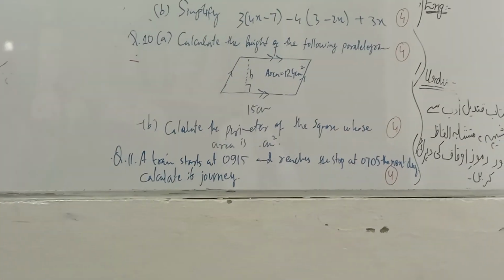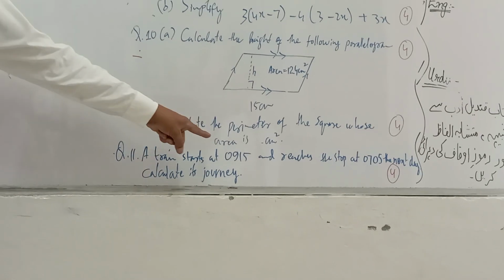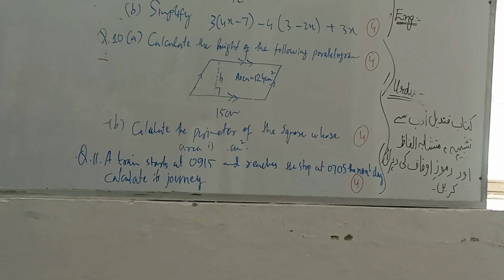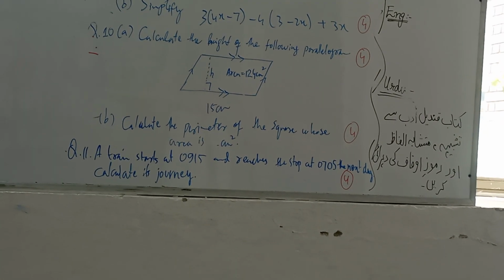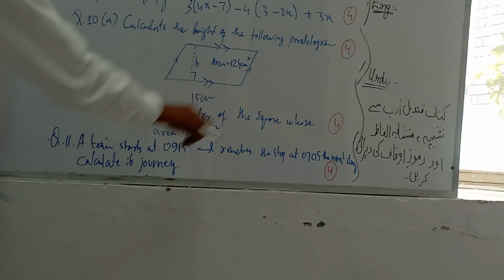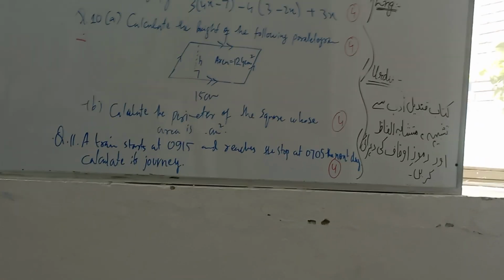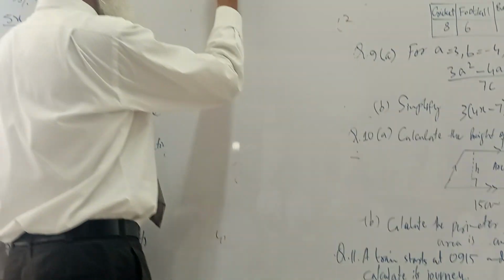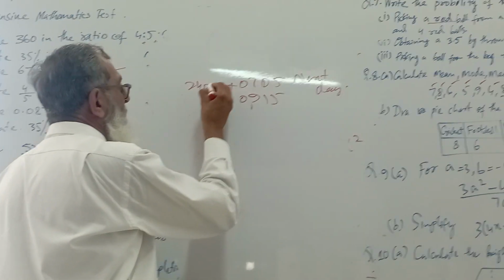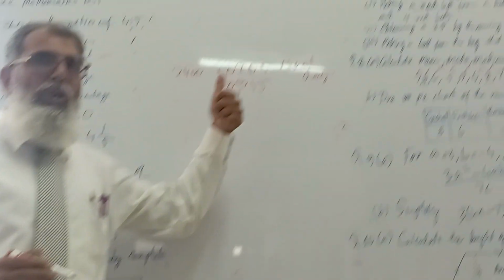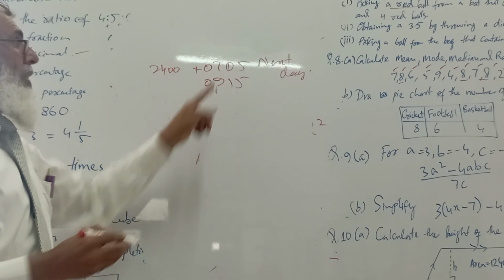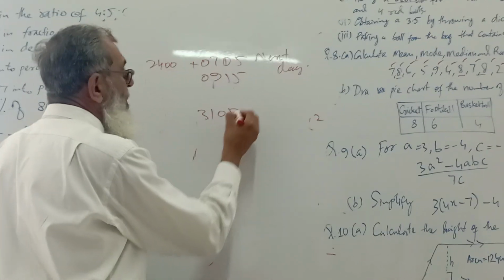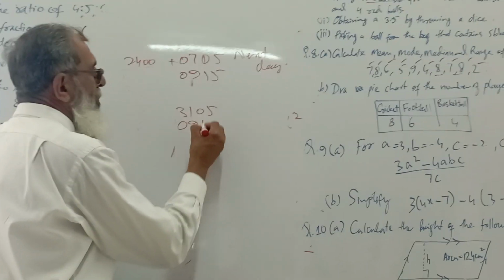It says the question is very tricky. The departure time is 09:15, and the arrival time is 07:05, but on the next day. Next day means after 24 hours. So we'll be adding 2400 into it, because one day is equal to 24 hours. So 24 plus 7 is 31, so it becomes 3105. And now we will subtract 0915.